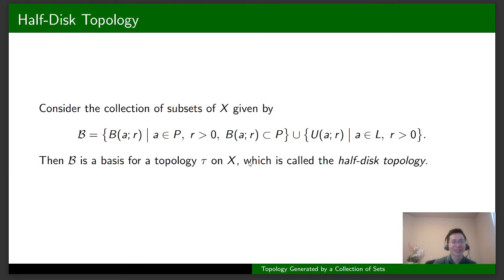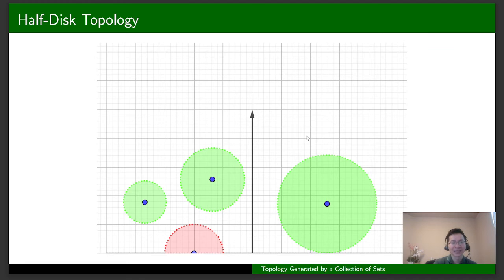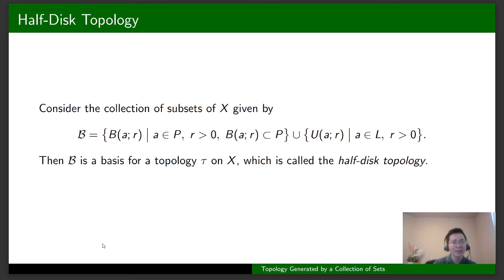Now, consider the following collection of subsets of X. B consists of all open balls in the positive upper half plane along with all U_{a,r}, where a is in L and r is greater than 0. Then we can show that B is a basis for a topology tau on X, which is called the half-disk topology.